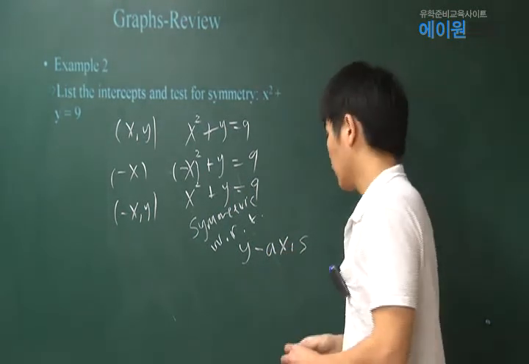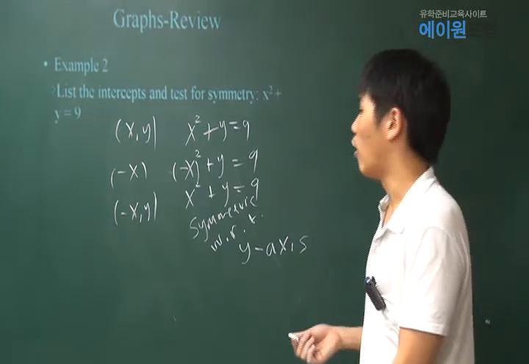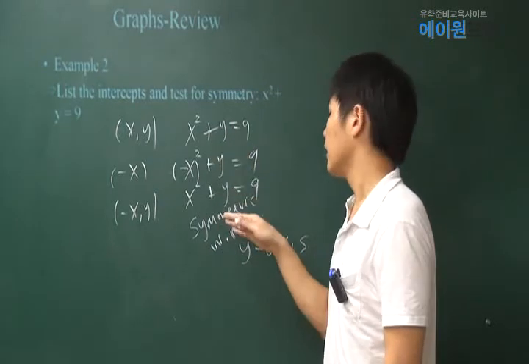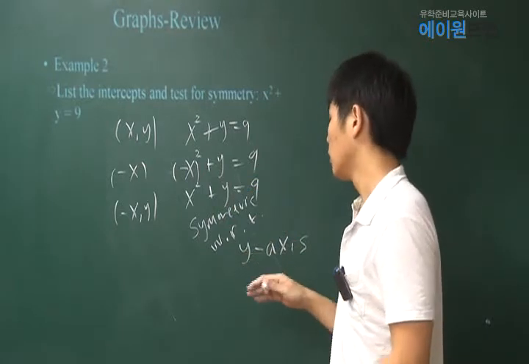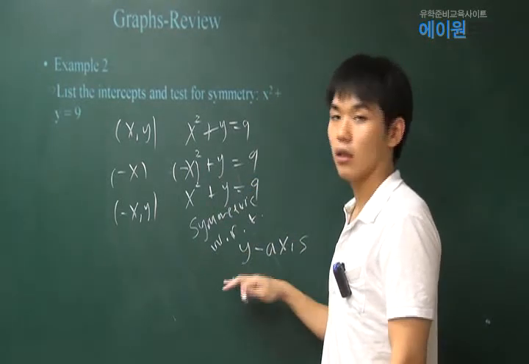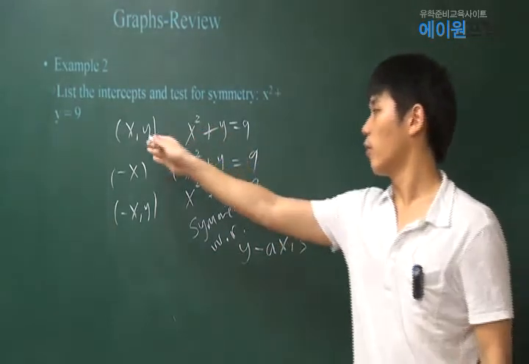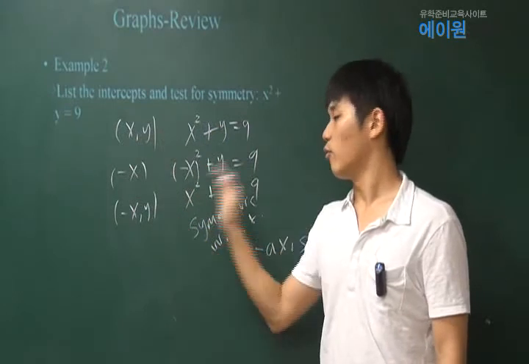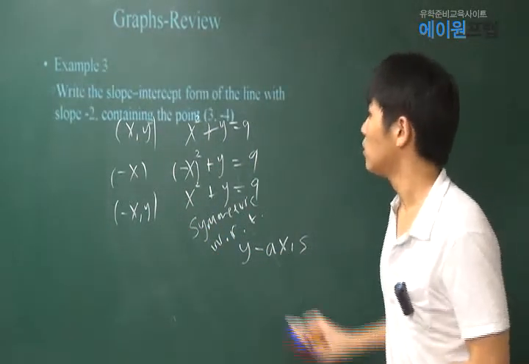Okay. Next, we can test it for y and negative y. Now clearly, putting x or negative x has the same value of y, so you don't end up with a negative value of y, so it's only symmetric with respect to the y-axis. Okay? Testing for symmetry, always look for inputting x and negative x, or looking for y and negative y. Okay? So, the third example.